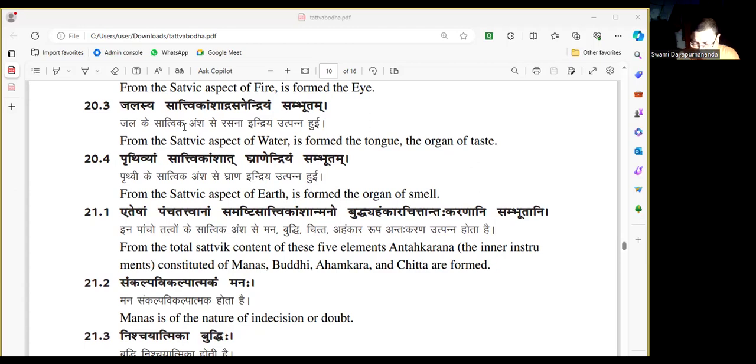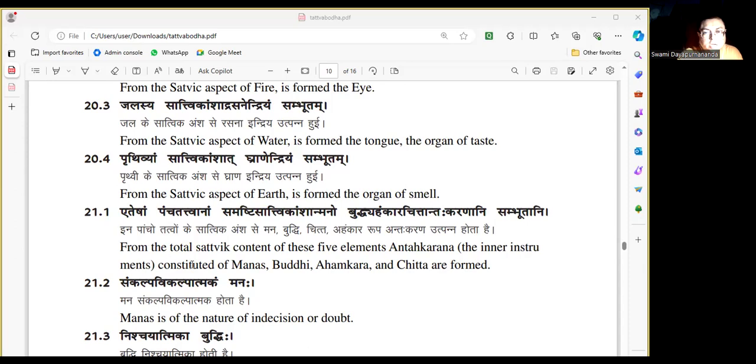So from this Sattva Guna of all the five. What is the difference from the Bahirindriya which we already read? From the individual Panchabhutas, from Akasha's Sattvika part, the Srotra, organ of hearing, came. Likewise, from Prithvi's Sattvika part, the organ of smell came. From one Sukshma Bhuta, each Gyanendriya was formed. But in the case of Antarindriya, Antahkarana, the Sattvika part of all five together is taken. This is the difference. That's why Etesham Panchatattvanam Samasti Sattvikangsha is given.